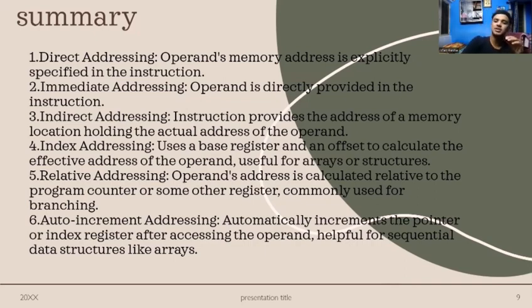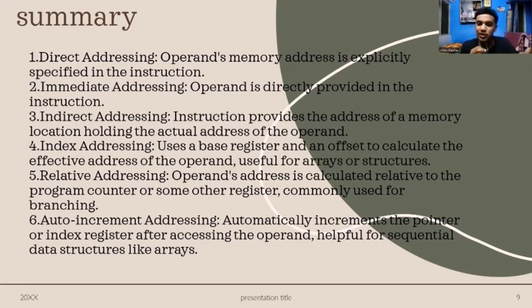What does direct addressing mode tell us? Simple. The operand's memory address is explicitly specified in the instruction. If you've missed it, you can go back to the starting and get it again. The direct addressing mode tells us the operand's memory address is specified in the instruction itself.